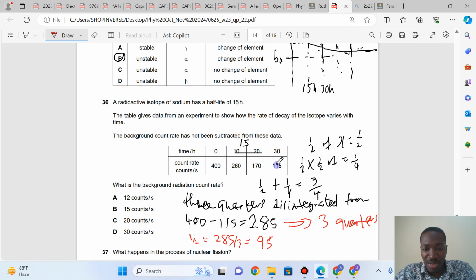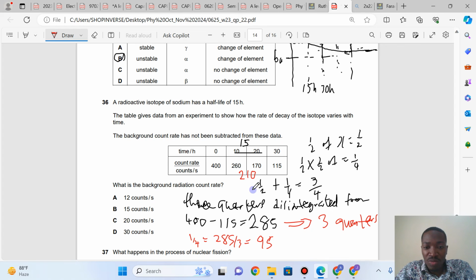Okay, so let me add 95 to 115. 115 plus 95, that's 210. That means after half-life, we'll have 210. And then from here to here, we add the remaining, sorry, a quarter. This 285 represents three quarters. So a quarter will now be 285 divided by 3, which is 95. Good. So 95, and 210 minus 95 gives us 115.